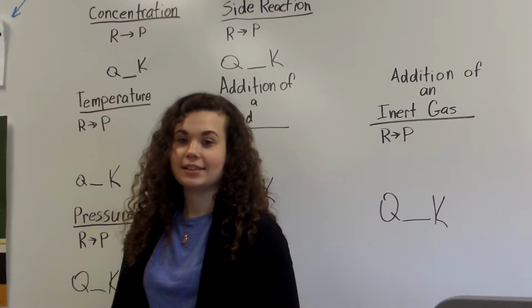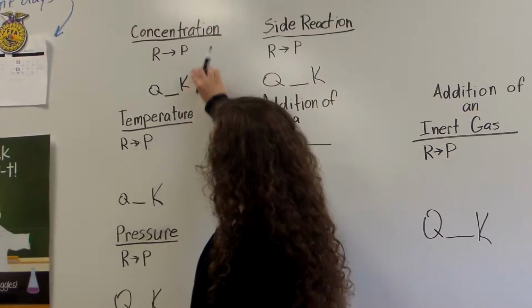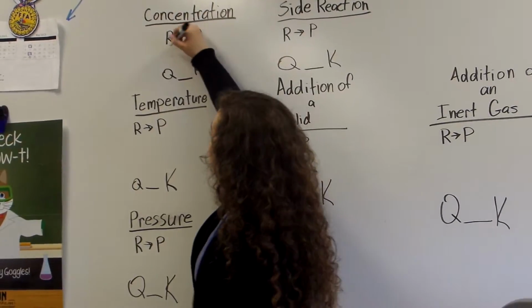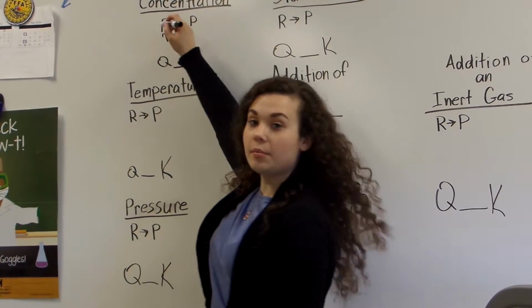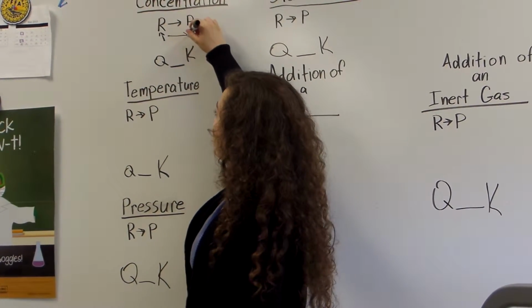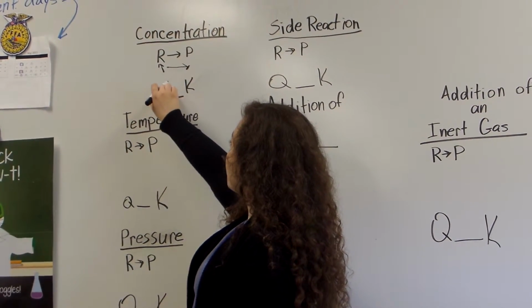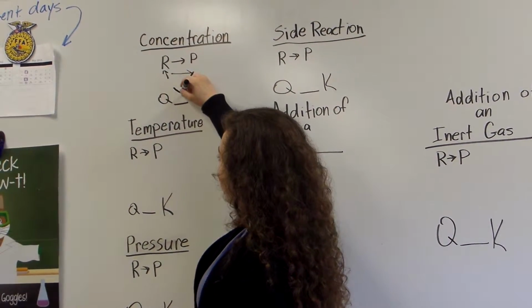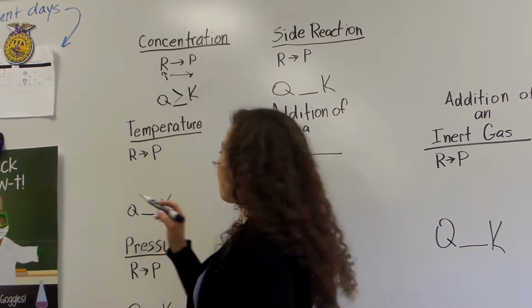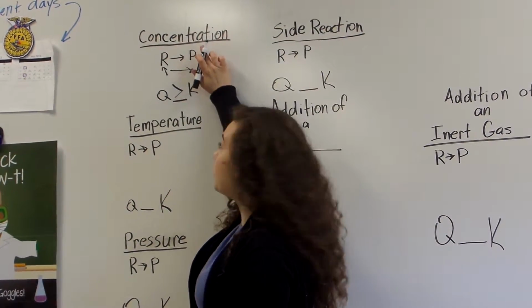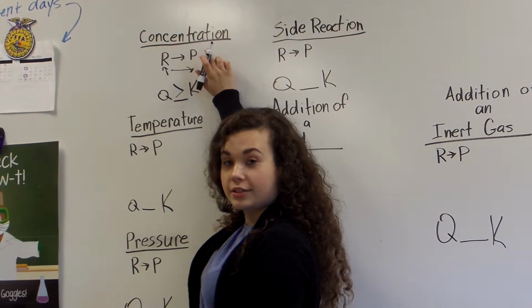Okay. So for concentration, if the concentration of the reactants increases, that means that the equilibrium will become product favored and shift to make more products. So Q will be greater than K. And the reverse is true if the concentration of the products increases.